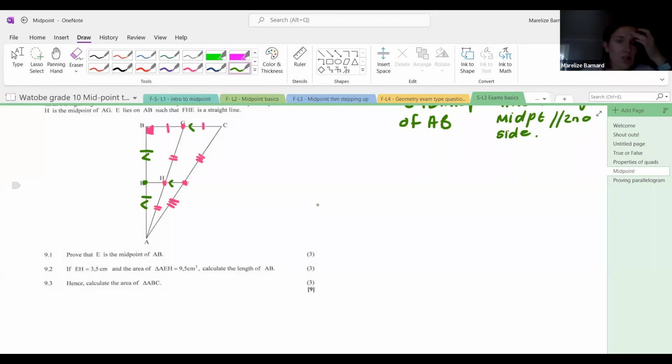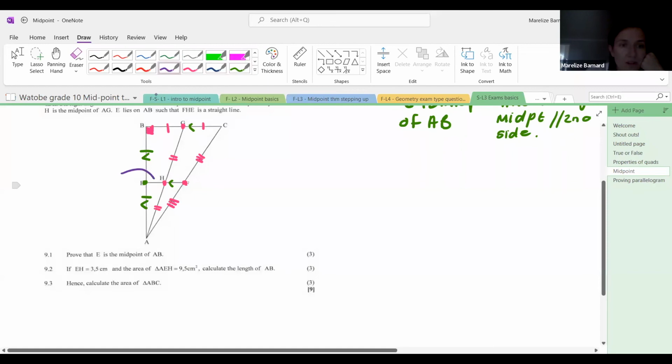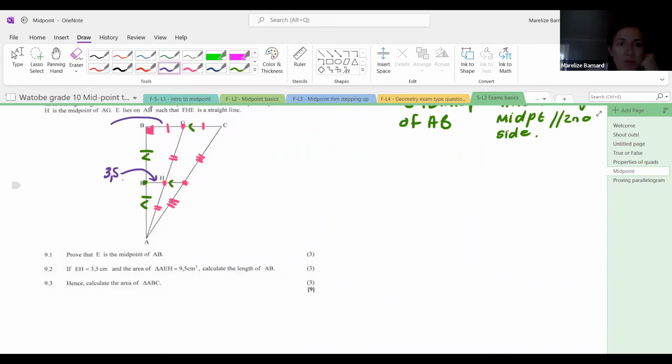So EH, let's start there. If EH is 3.5, what can we immediately say about BG? That's going to be 7 centimeters. And the area of AEH is 9.5. Calculate the length of AB. Okay, so we need to calculate this.